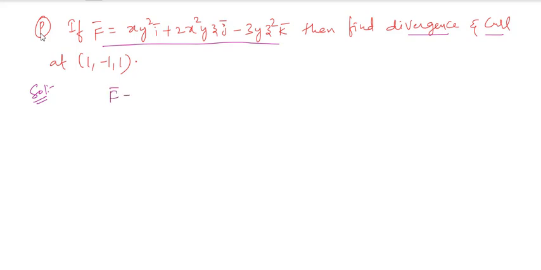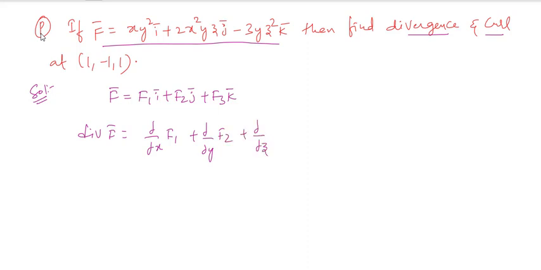So they gave f bar, which generally you will have as f1 i bar plus f2 j bar plus f3 k bar. Am I right or not? Now let me compare this. This is your f1, f2 and f3. So divergence of f bar will be dou by dou x of f1 plus dou by dou y of f2 plus dou by dou z of f3. Now directly substitute this.